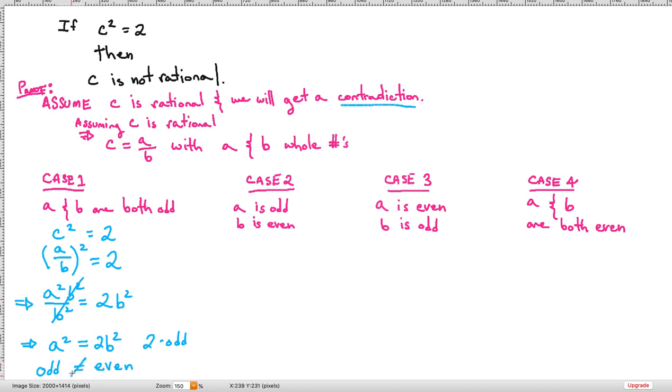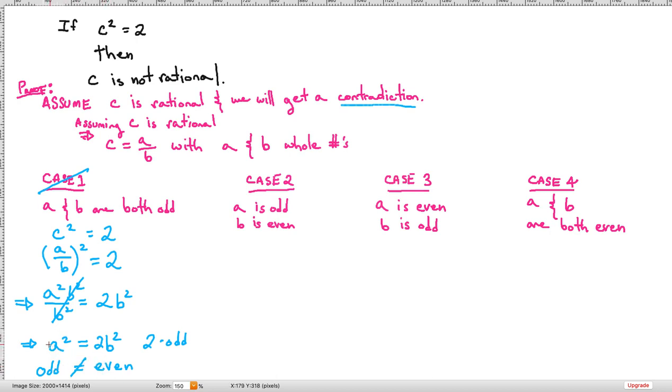So this cannot occur. And we know that if c is rational with a over b whole numbers, then they both can't be odd, because of this contradiction. An odd cannot equal an even, because we know that, again, this number when squared gives me 2. And I could follow this chain down to here where I'd get an equation that cannot be solved.